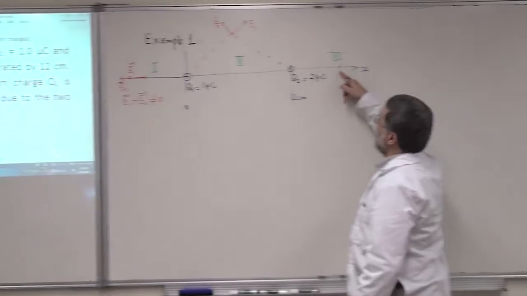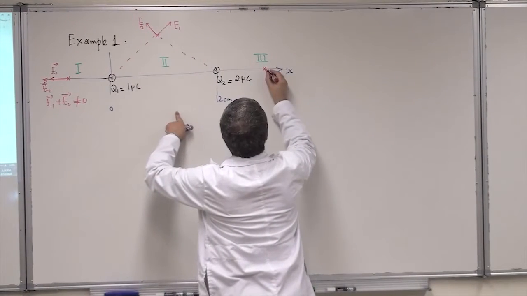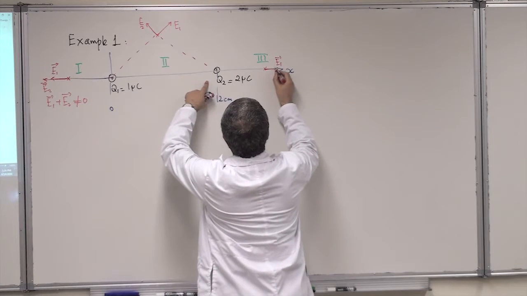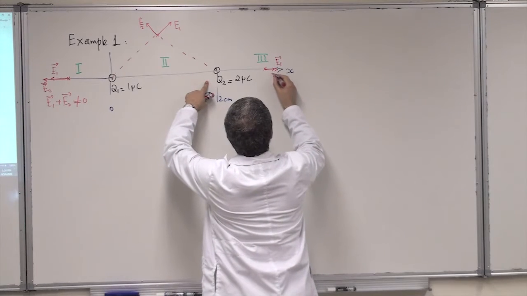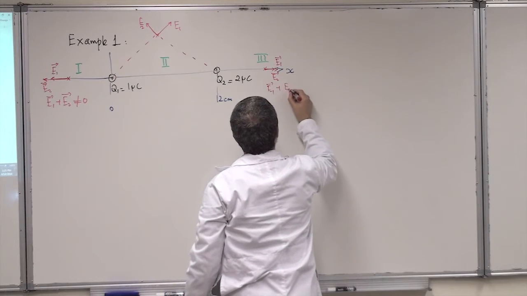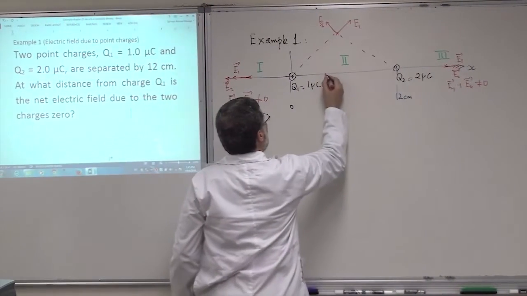If you go to this side here, let's try this side. You can see the positive charge Q1 will have an electric field in this direction, E1, and Q2 will have an electric field in this direction, E2. Okay. Also here, E1 plus E2 can never be 0. So the only location will be between the charges. Okay. So let's take a position here.